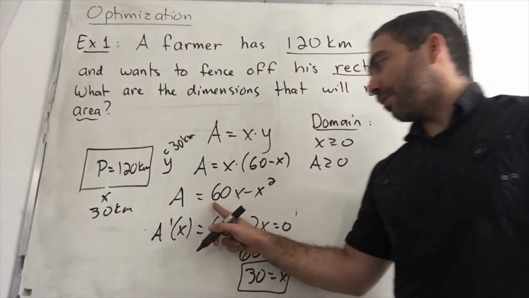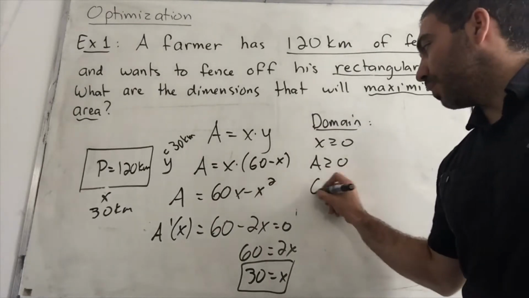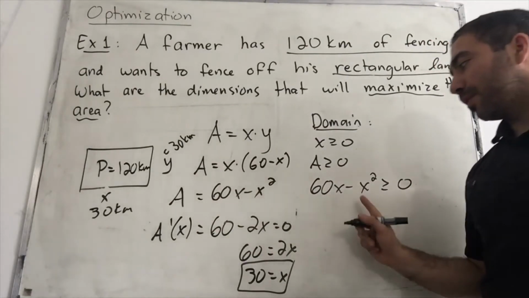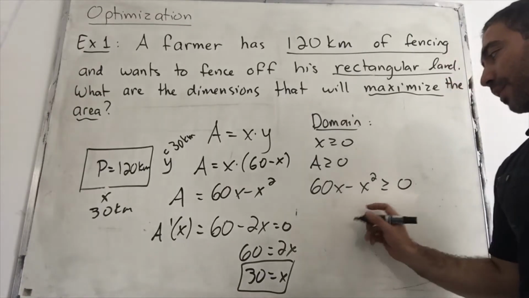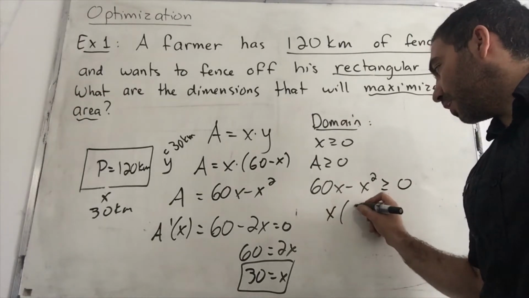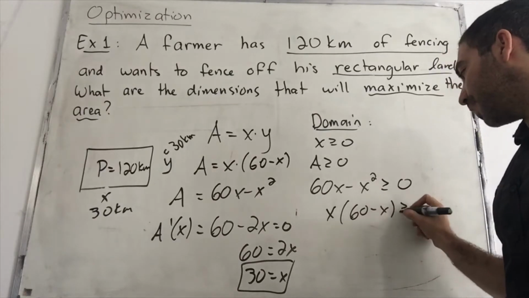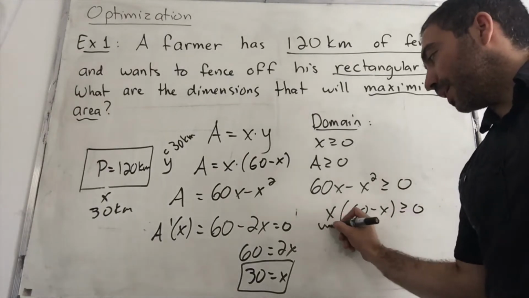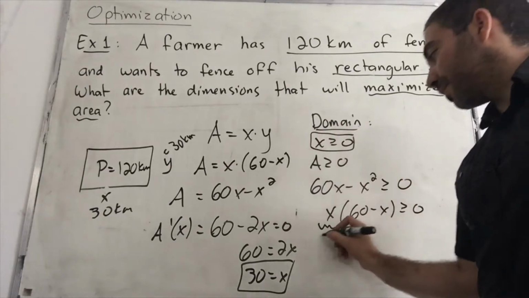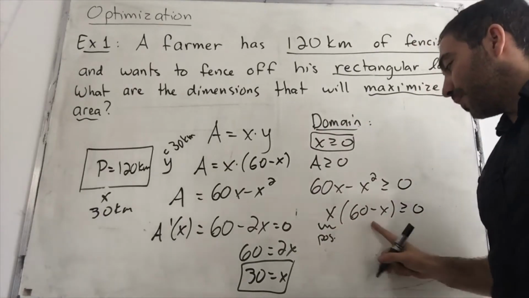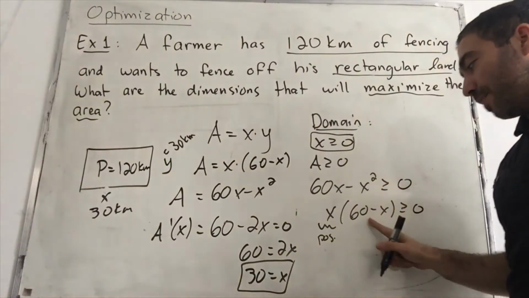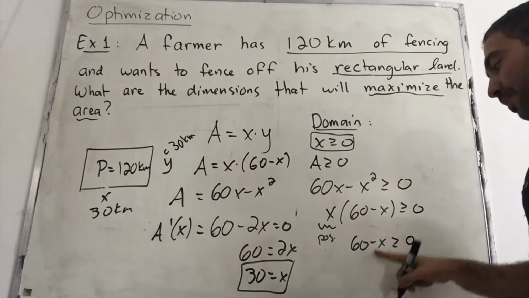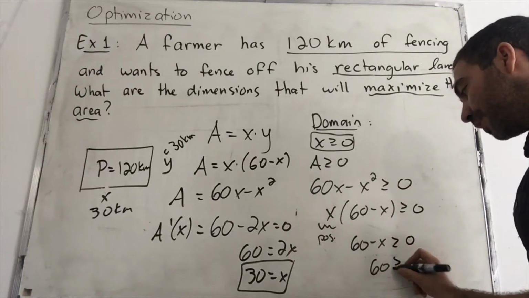So the area formula that we have is 60x minus x squared. So we know that 60x minus x squared has to be greater or equal to 0. Factoring out an x, we get x times (60 minus x) has to be greater or equal to 0. Since x is already positive, we stated that up here, this is positive. In order for this statement to hold, the 60 minus x has to be positive.